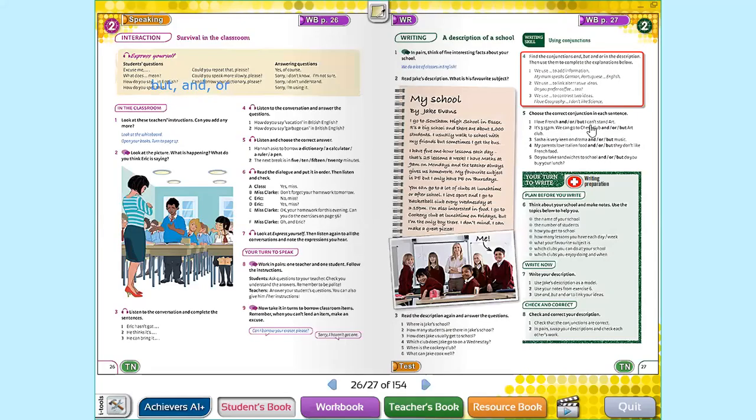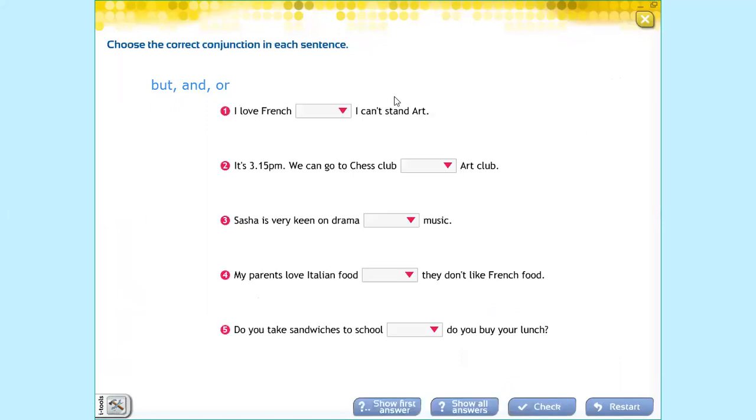Then we have the last exercise. Choose the correct conjunction in each sentence. Here we have: I love French and, or, but I can't stand art. It's 3:15 p.m. We can go to chess club and, or, but our club. Sasha is very keen on drama and, or, but music. My parents love Italian food and, or, but they don't like French food. Do you take sandwiches to school and, or, but do you buy your lunch? Okay, you have to select the correct one.